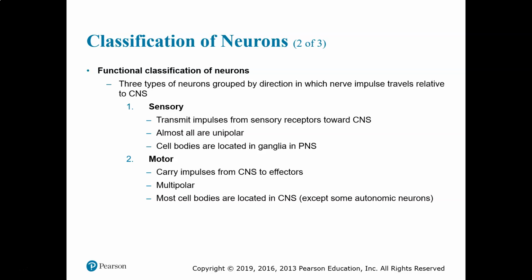Sensory neurons transmit impulses from sensory receptors toward the CNS. They are almost all unipolar. Their cell bodies are located in ganglia in the peripheral nervous system. Motor neurons carry impulses from the central nervous system to the effectors or the targets. They are multipolar, all of them, and most of the cell bodies are located within the central nervous system.